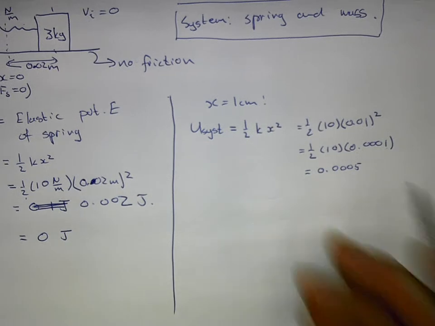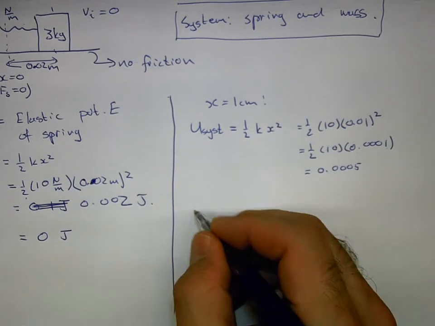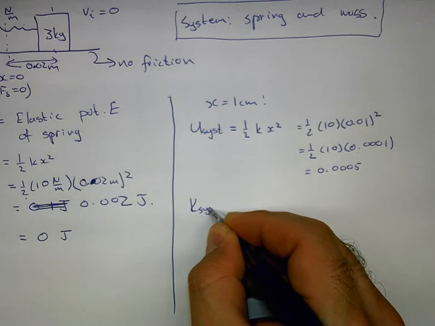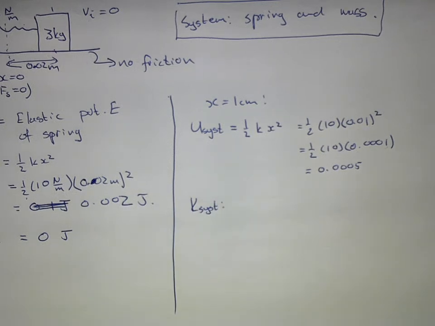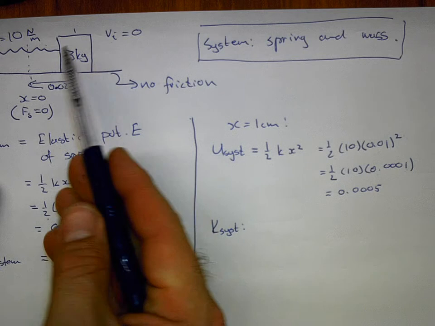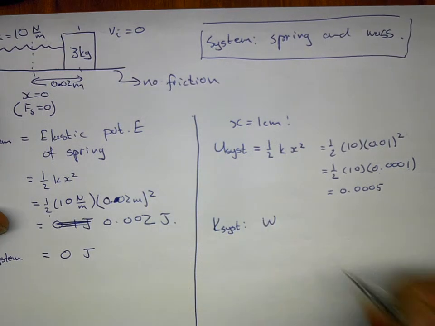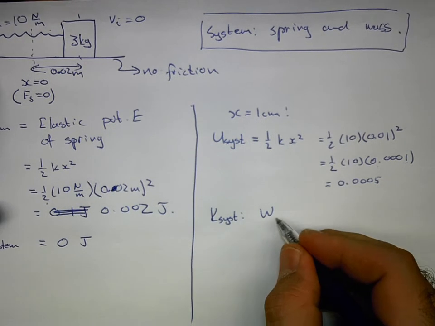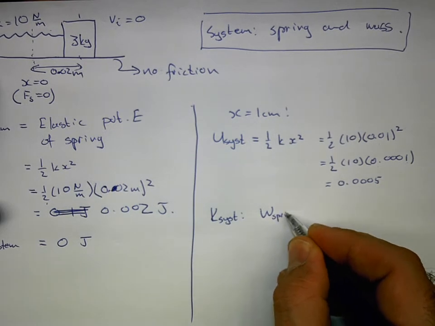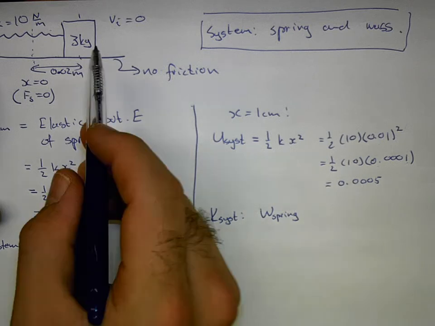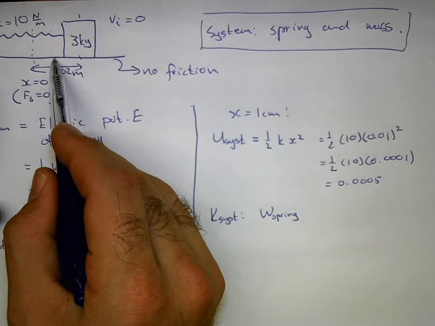Okay, let's look at the kinetic energy of the system. Well, again, the only thing we've got to get us the kinetic energy is the work kinetic energy theorem. If we look at our mass, there's a force acting on it from the spring, and the only effect that force has is to accelerate the mass, so to give it more velocity. So we must calculate the total amount of work done by the spring over this displacement from 2 centimeters to 1 centimeter.